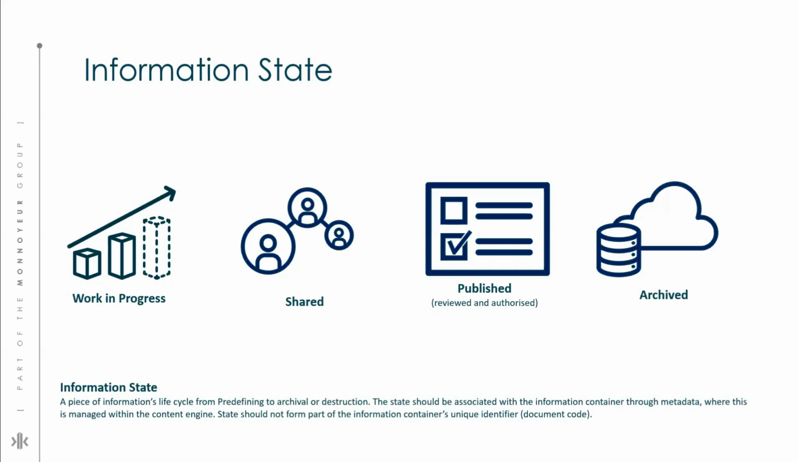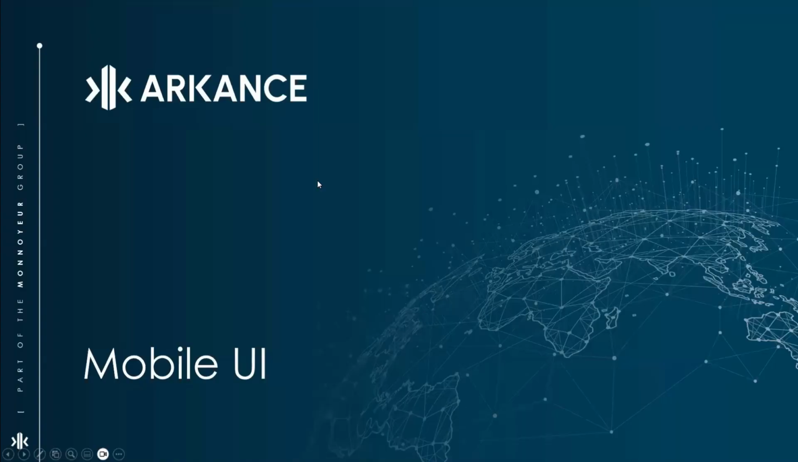Our process now is WIP. Our process now is shared data. Our process now is published data. And that's how we divide the folders. It's very recommended to do that.